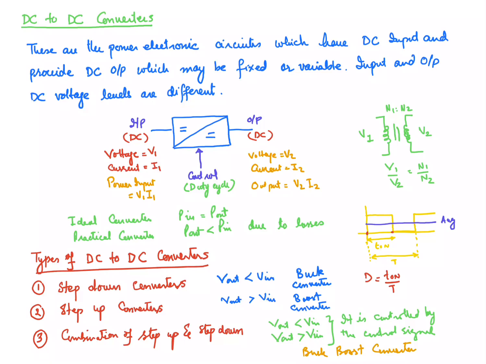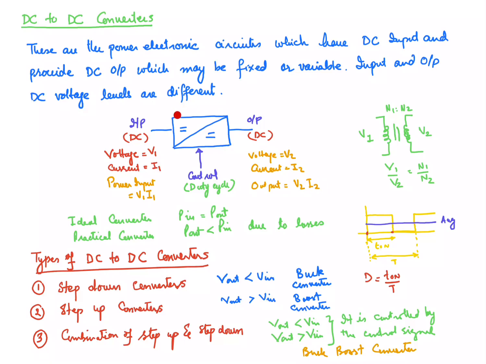So the voltage at the input is, let's suppose, V1, and the current is I1. So what will be the power? Power will be the product of these two, V1 into I1. And here you have the output. Let's suppose the voltage at the output is V2 and the current is I2. So output power will be V2 into I2.